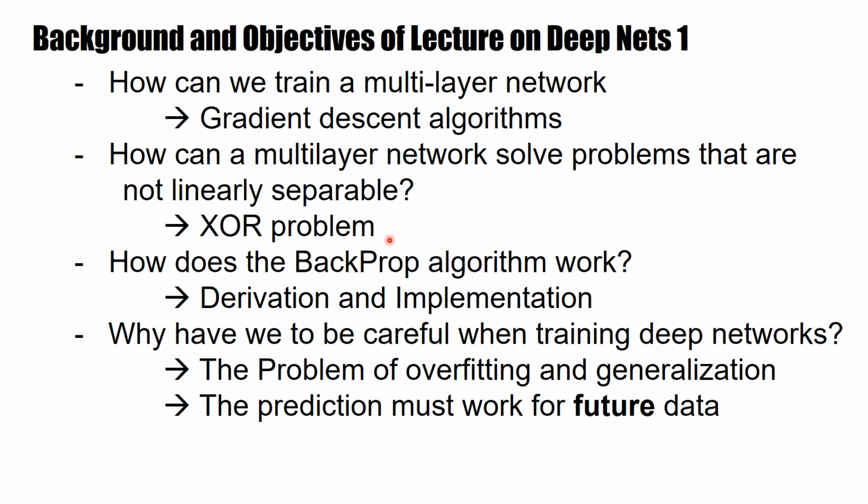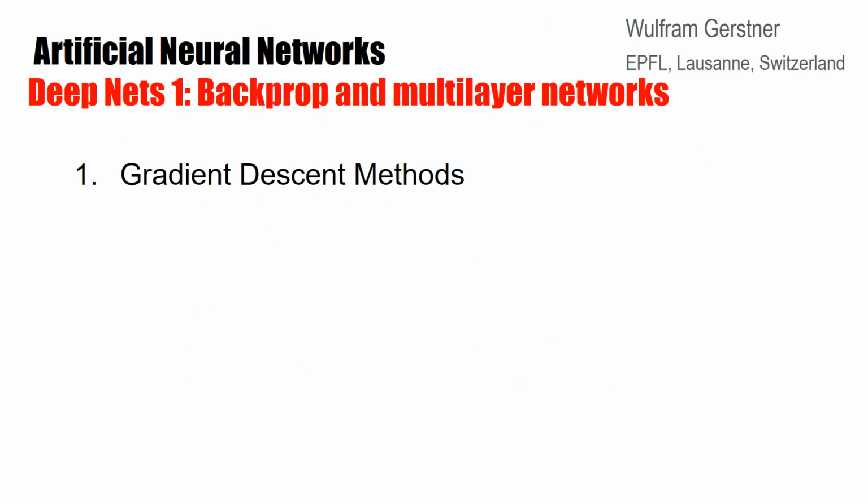So if we have a neural network with many layers, a multi-layer network, the network is more flexible, it's more powerful. And then the question is, is flexibility always good? And the answer is no, because we have the problem of overfitting and generalization. Because in the end, the network has to work not just on our training database, but also on future data. Let's start with a quick review of gradient descent methods.